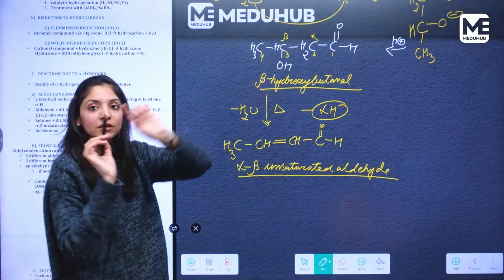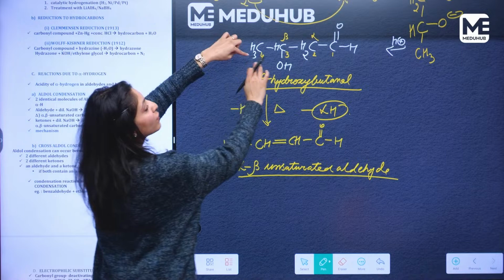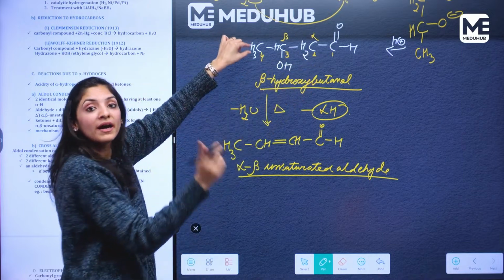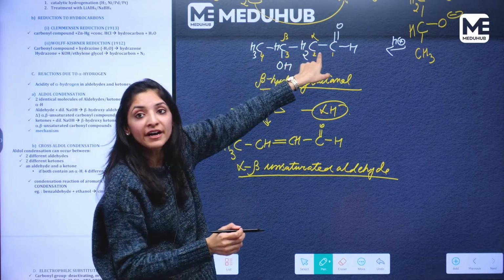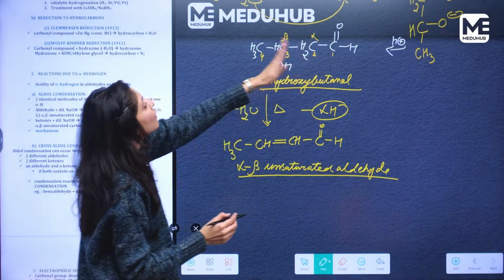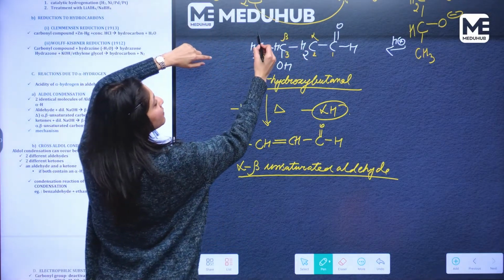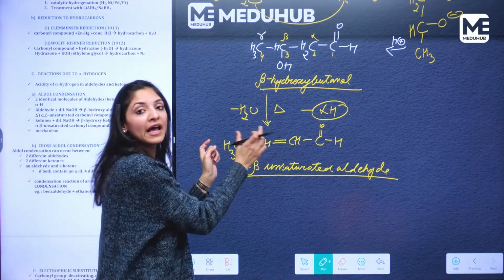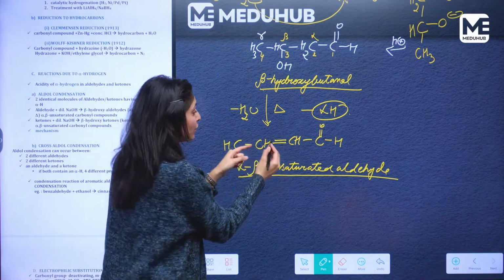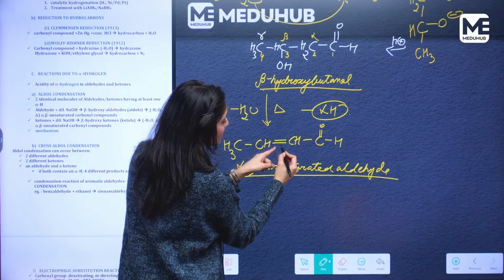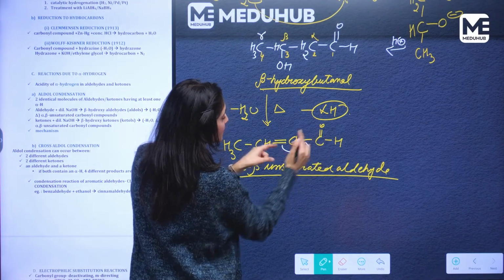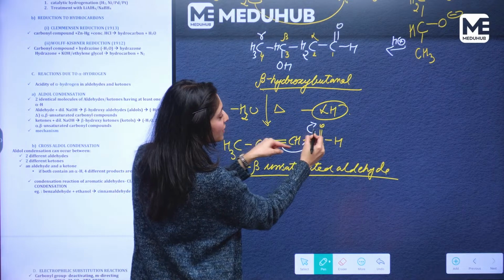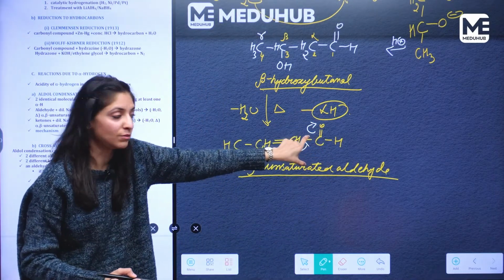Now the OH group is flanked by hydrogens on both sides. But why is it that only the alpha hydrogen gets lost on heating and not the hydrogen on this gamma carbon here, not the gamma hydrogen? That is because if you look at an alpha beta unsaturated compound, you will see that it is resonance stabilized, because this double bond will be in conjugation with this carbon oxygen double bond.